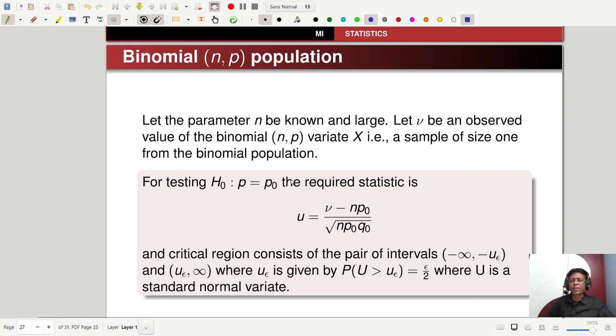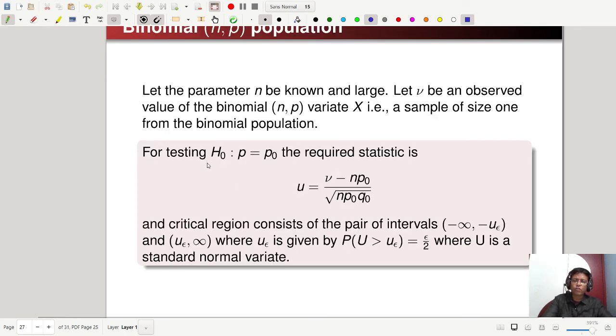So let the parameter n be known and large, and let nu be an observed value of the binomial (n, p) variate X, that is, a sample of size n from the binomial population. Then you have to test the null hypothesis p equal to p naught. The required statistic is u equal to (nu minus n p naught) by root over n p naught q naught. You know that the mean of the binomial distribution is np and the standard deviation is root over npq.